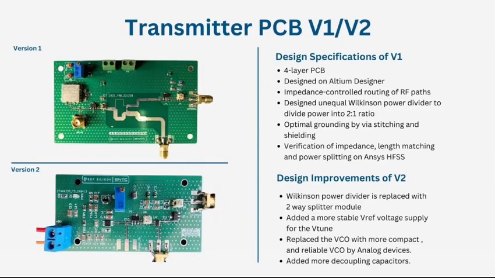We implemented 2 versions of transmitter PCBs as part of this project. The first iteration was a 4-layer PCB with impedance-controlled RF paths and an unequal Wilkinson power divider to divide the power for the transmitter antenna and the LO for the receiver's mixer. The second PCB was an improved version with the power divider replaced with a 2-way RF splitter module and a more stable voltage reference to the voltage generator VCO.